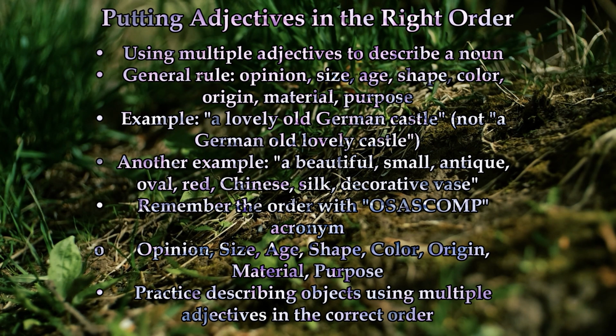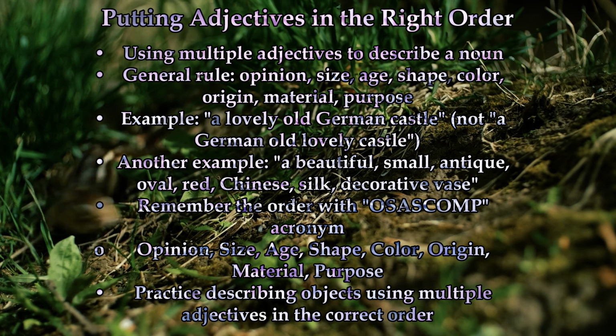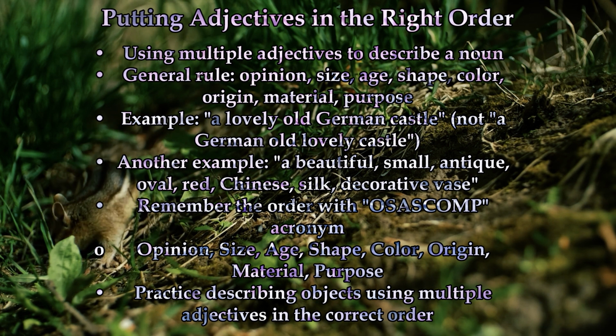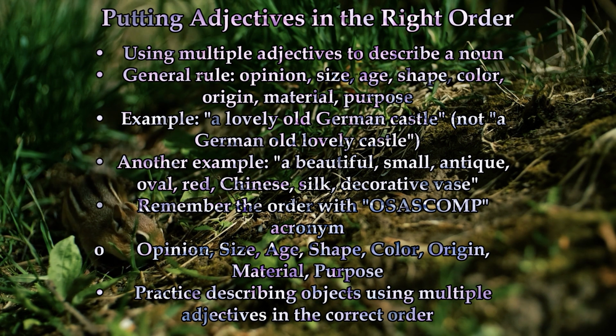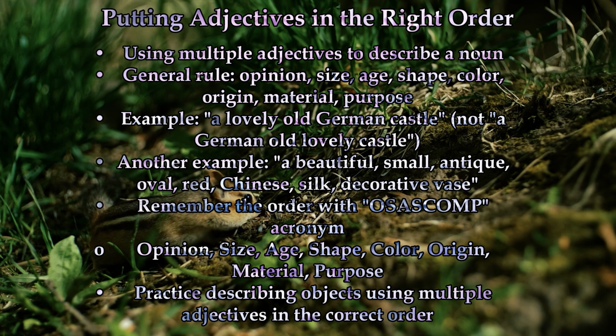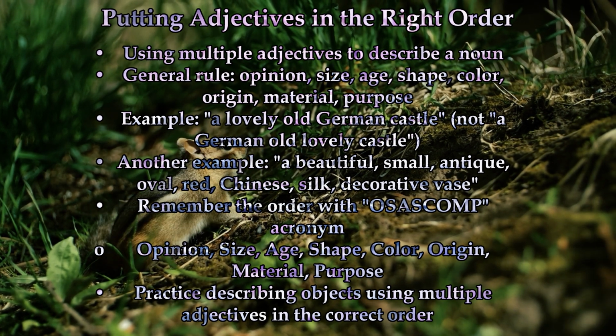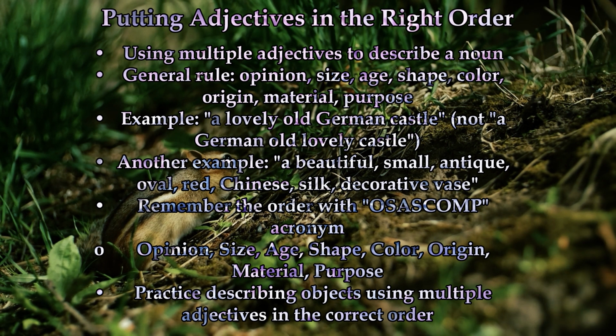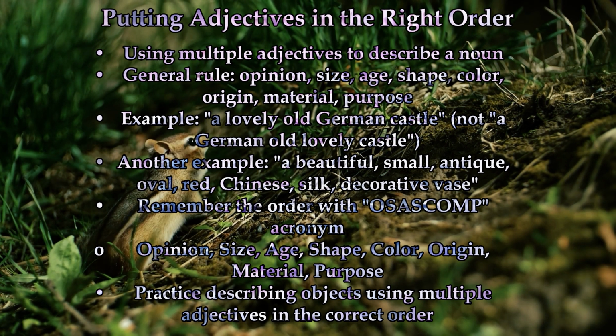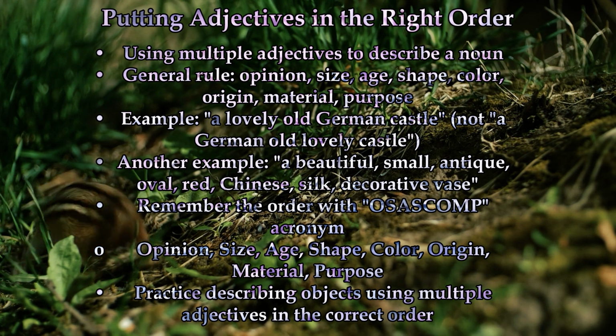For example, instead of saying a German old lovely castle, you should say a lovely old German castle. This way, the adjectives flow naturally, and the description paints a clearer picture in the listener's mind. To reinforce this concept, let's look at another example. She bought a beautiful, small antique, oval, red, Chinese, silk, decorative vase.